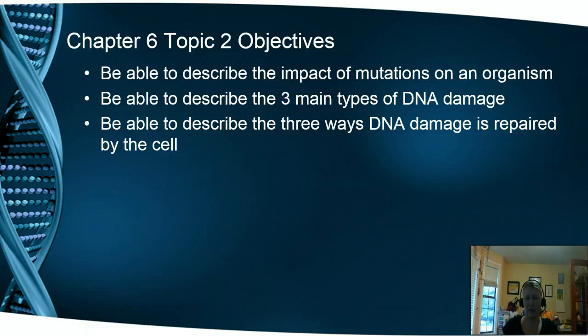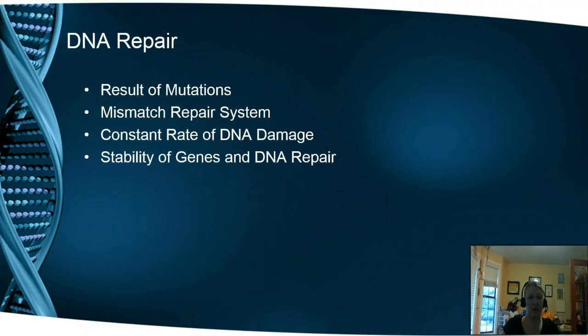As always, these are what I expect you to have mastered coming out of this chapter. Please let me know if you have any questions or if you need to work on any of these a little bit more together. So we have 4 main sections we're going to talk about with this. We're going to talk about the result of mutations, we're going to talk about mismatch repair system, we're going to talk about the constant rate of DNA damage, and then we're going to talk about the stability of these genes and DNA repair.